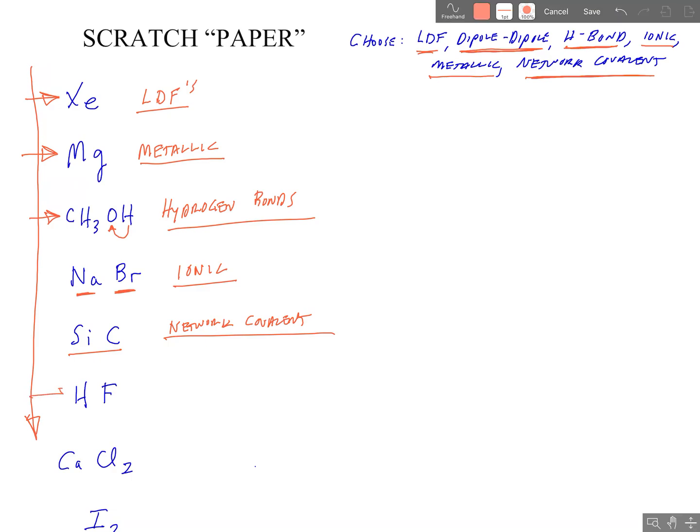Okay, HF, hydrogen fluoride in the solid or liquid state. They're held together by, yeah, you're getting good at this, aren't you? Hydrogen bonding. So hydrogen bonds. So if you'll notice, that one's an easy one. Isn't hydrogen bonded to fluorine there? Yeah. So those would be held together by hydrogen bonds. CaCl2, calcium chloride. Calcium chloride. Isn't calcium a metal? Isn't chlorine a nonmetal? Good job. Ionic bonding. We're on a roll here.